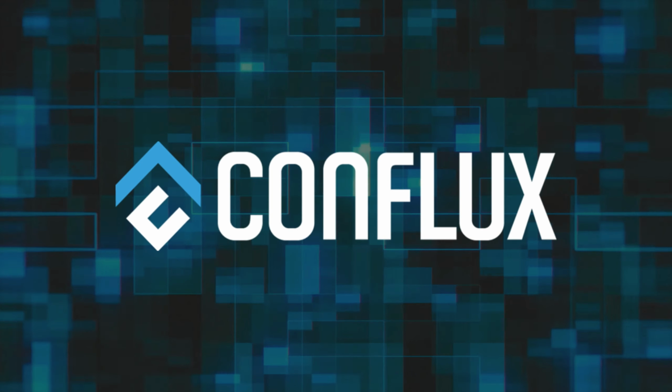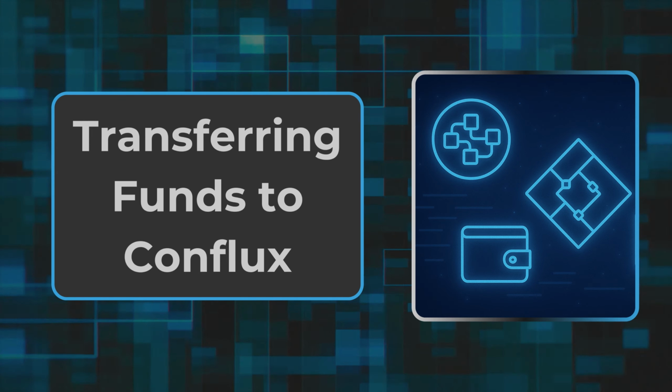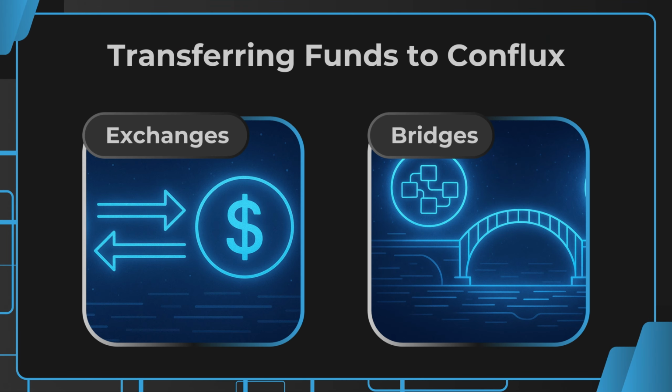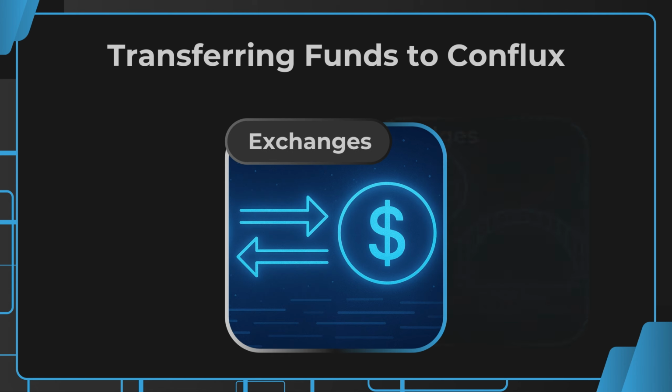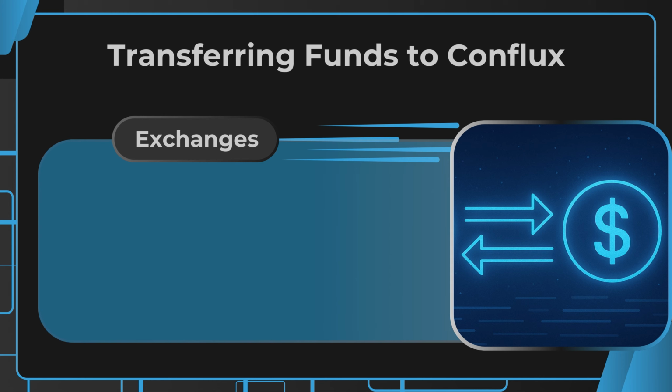Welcome to this video on getting funds into your Conflux wallets. When it comes to transferring funds to Conflux, you have two main options: centralized exchanges and bridges. Let's look at both. Centralized exchanges like Binance, OKX, and KuCoin are convenient for trading CFX.